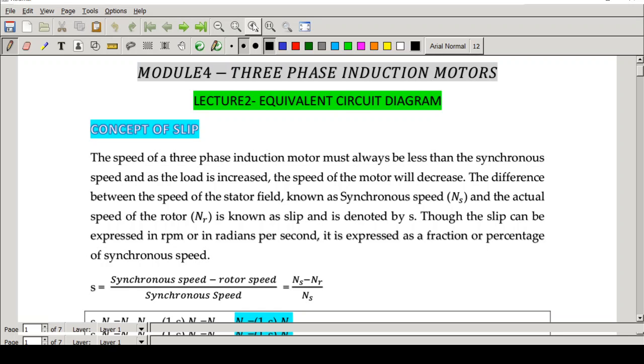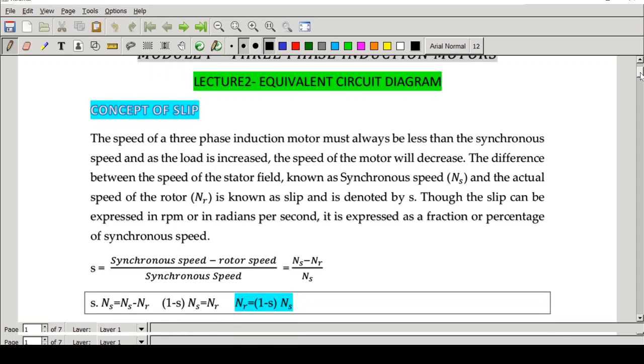Okay, now in this session we will discuss the equivalent circuit diagram of a three-phase induction motor. It is somewhat similar to that of a single-phase transformer, but before moving to the equivalent circuit diagram, let's understand the concept of slip in the case of a three-phase induction motor.